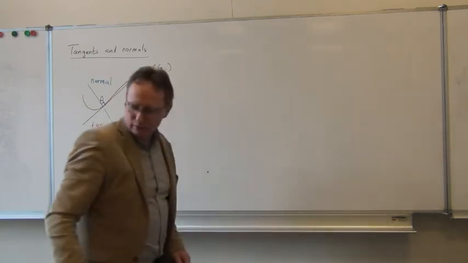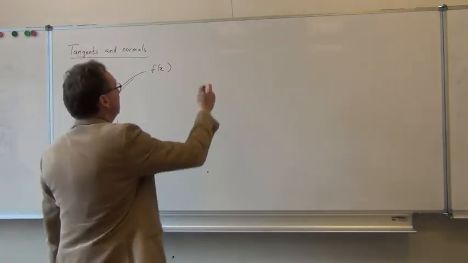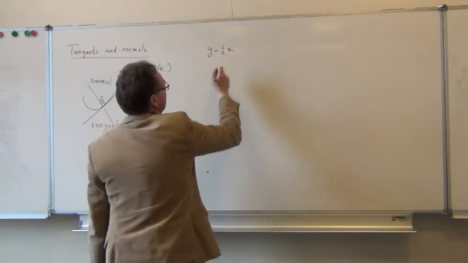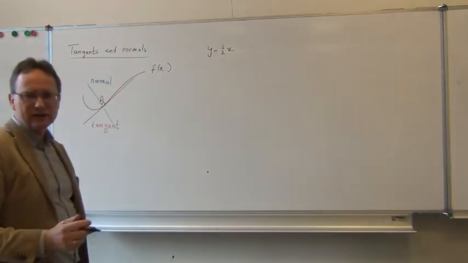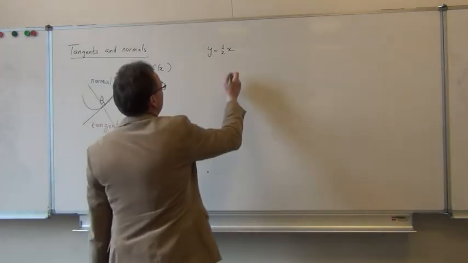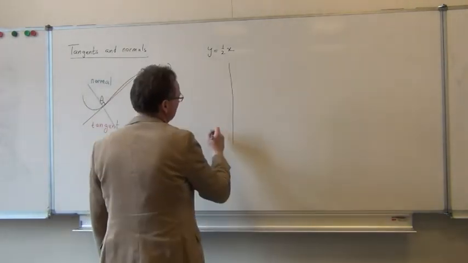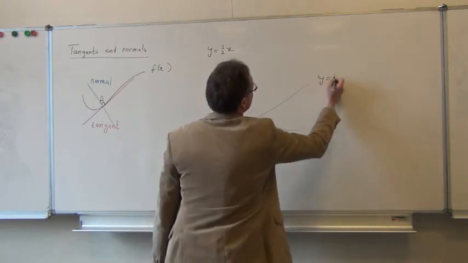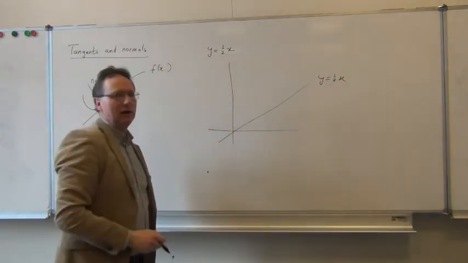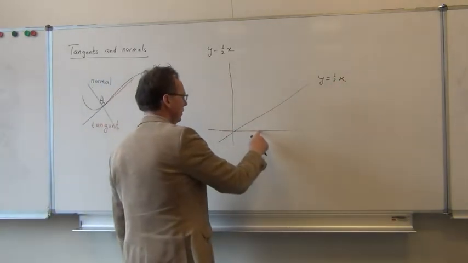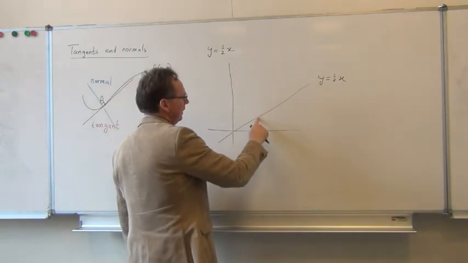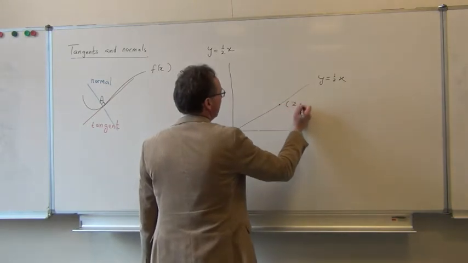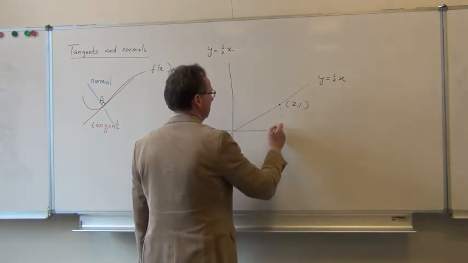So I would like to consider the line with the equation y is half x. So it has slope half, and if you want to sketch the graph, clearly it would look something like this. Slope half means if you go 1 to the right, you go half up. So, for example, the point (2, 1) will be on this line.